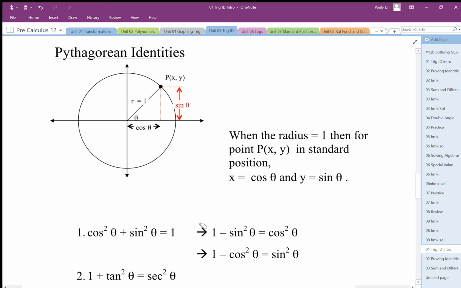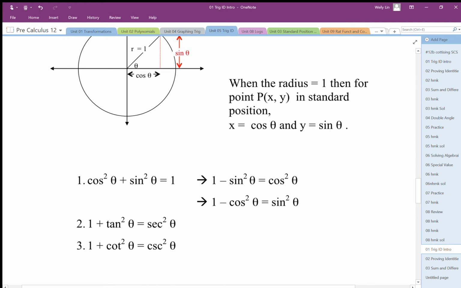These are related identities. If I just move the sine squared to the other side, I get 1 minus sine squared equals cos squared. And the same thing could be done if I want to subtract cos squared from both sides. I end up with 1 minus cos squared equals sine squared.